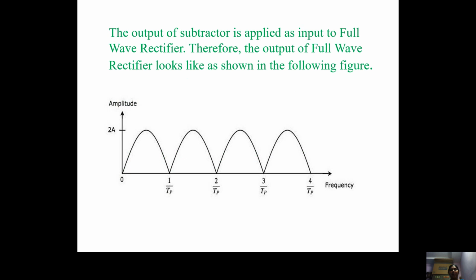So this is the output of the subtractor, which is applied as the input to the full wave rectifier. After applying that subtractor voltage to the full wave rectifier, the bipolar video will be converted into a single polar video signal, which is obtained only in the form of unipolar values. This is the graph given between amplitude and frequency. So the full wave rectifier output is only a unipolar video signal.